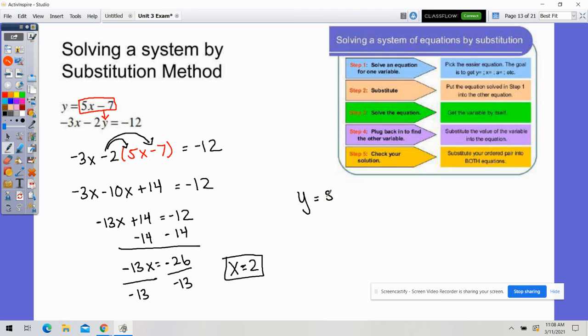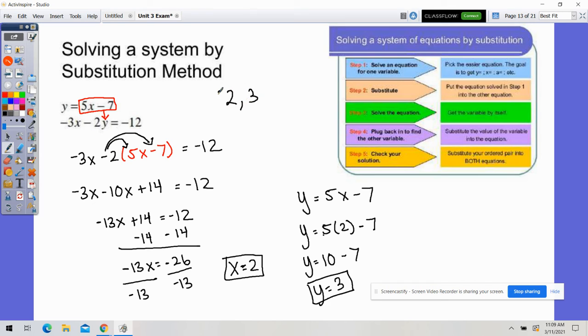I know y equals 5x minus 7, and x equals 2. So I have y equals 5, parentheses 2, minus 7. X is 2, that we got from the first piece. Then you just simplify this. You do multiplication first. 5 times 2 is 10, minus 7, and we get y equals 3. 10 minus 7 is 3. So the intersection point, the solution of both of these equations, is (2, 3).